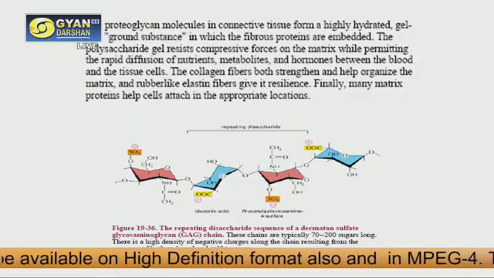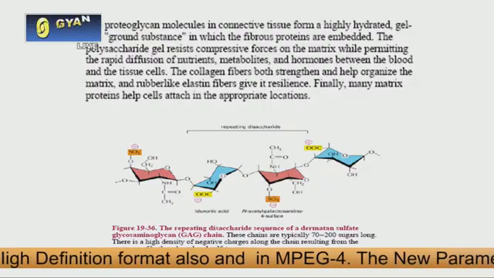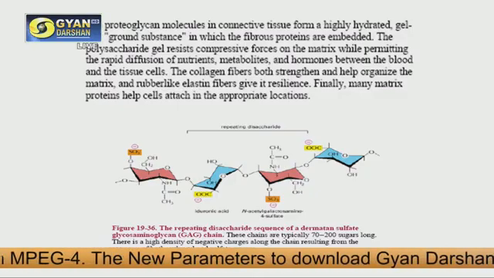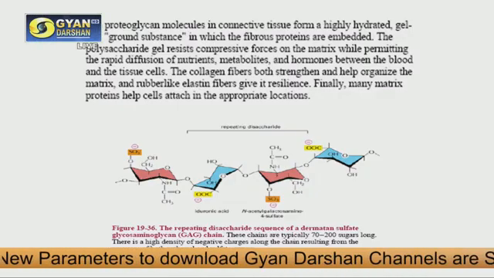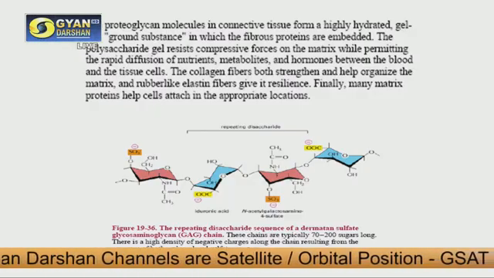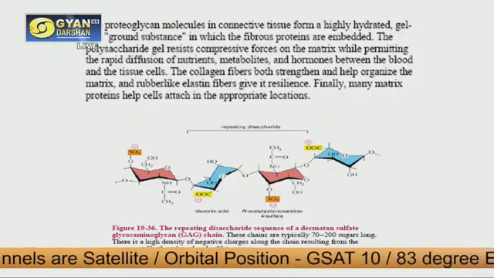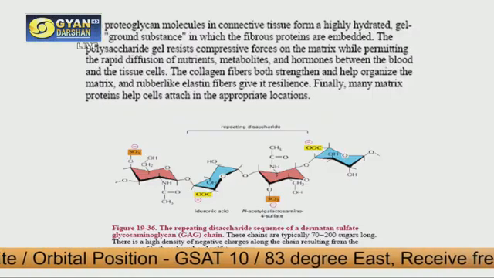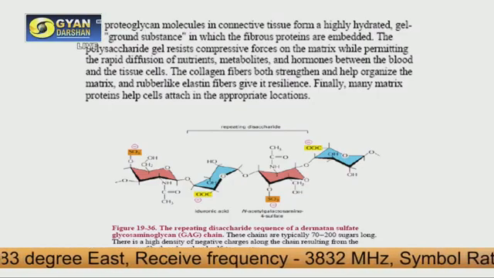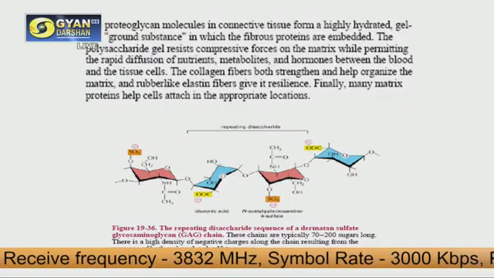So the basic structure, as you can see in the diagram, is that they are typically 70 to 200 sugars long, and there is a very high density of negative charge, because see the acid, iduronic acid, that means any acid, it has the COOH, the carboxyl group. So COO minus, and here also you find N-acetyl galactosamine 4 sulfate, that is again sulfated, which means again there is a negative charge. So all these glycosaminoglycans are highly negatively charged. This is one of the very important features of the glycosaminoglycans.